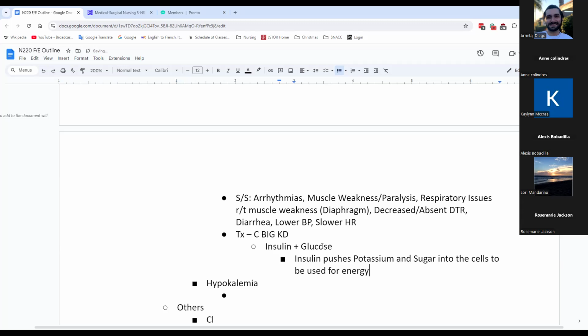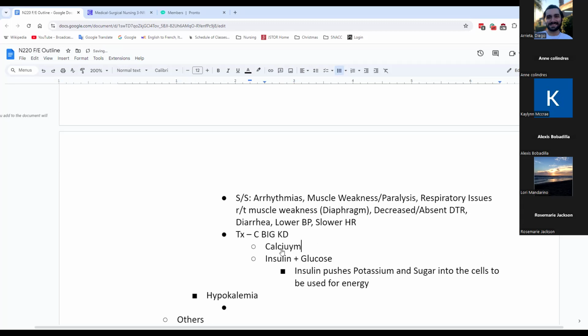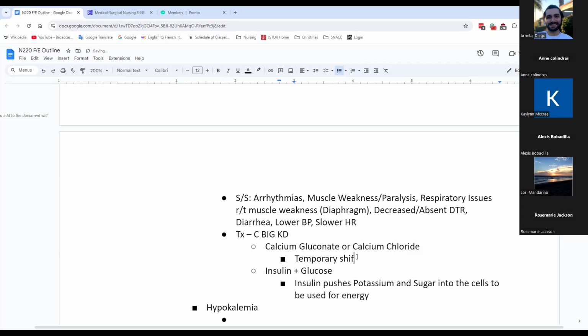So giving someone insulin is going to help push potassium in, and then we're also going to give them glucose so that they don't become hypoglycemic. Okay, so that's your I and G. Anyone else mention anything else? Mary mentioned calcium gluconate. There's also calcium carbonate maybe that they can use. Basically, just calcium. It's calcium chloride or gluconate. It's going to be a temporary shift of potassium into cells.